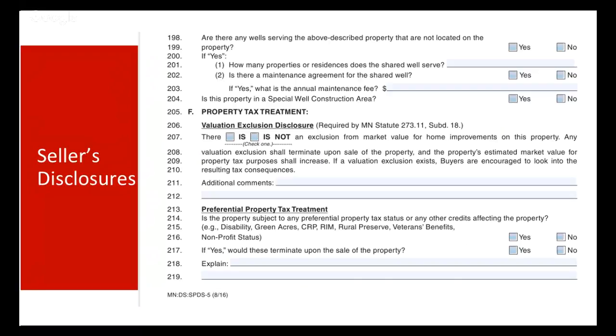Then I would probably ask some questions about it if I represent the buyer, to say, hey, could this potentially change if we become the owners? Are there any expiration dates to this sort of preferential tax treatment that we should know about? Things of that nature.